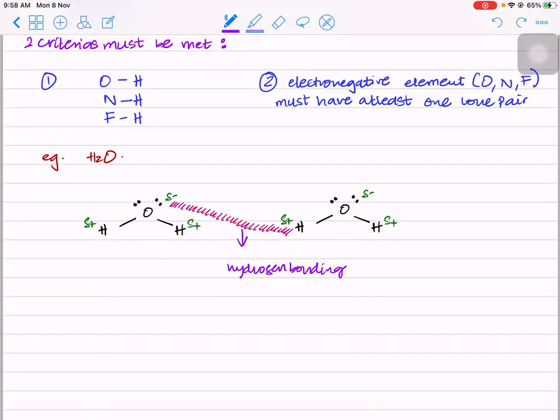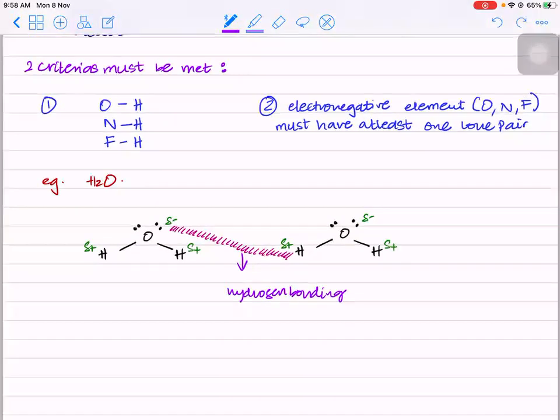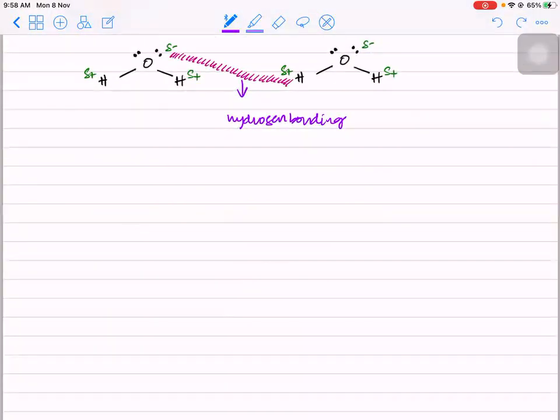This is because these guys, F, O, N, have very high electronegativity, so they can form hydrogen bonding. This is the criteria. You need these three with this. Only then can it show hydrogen bonding. Is that clear? So can we say that water molecule shows what? Hydrogen bonding. Can we say that?